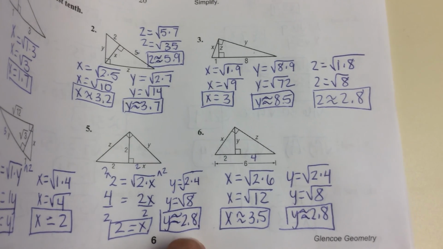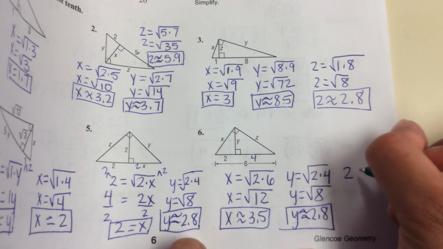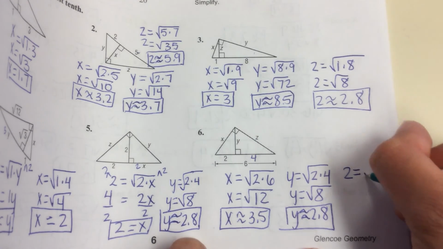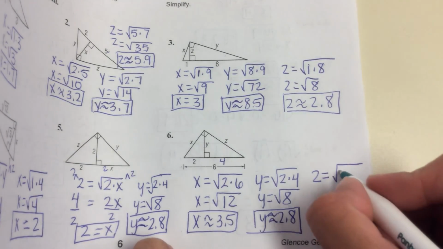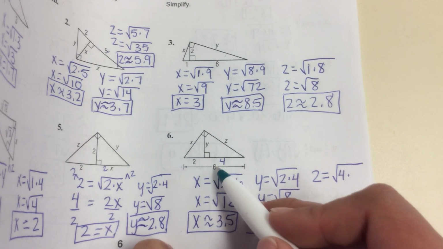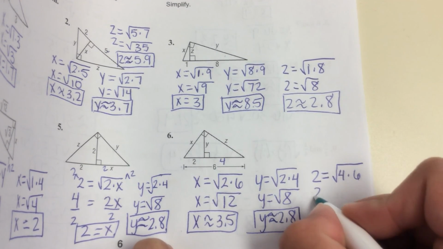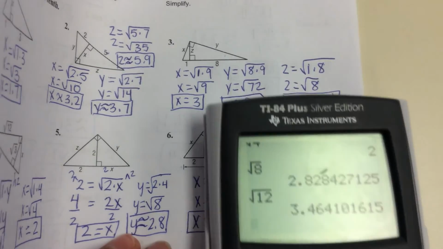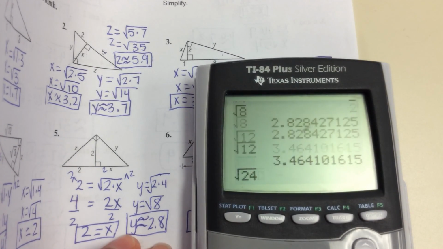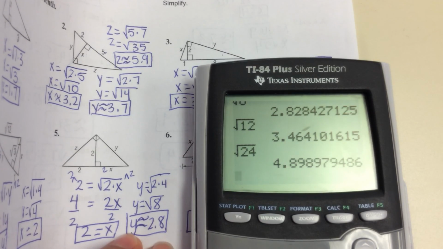Okay, and then we have z. Z is equal to the square root of 4 times 6, the square root of 24, approximately 4.9.